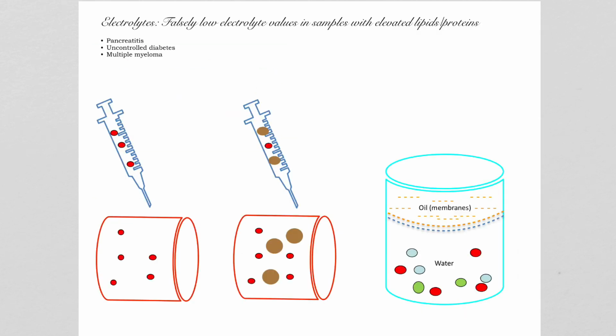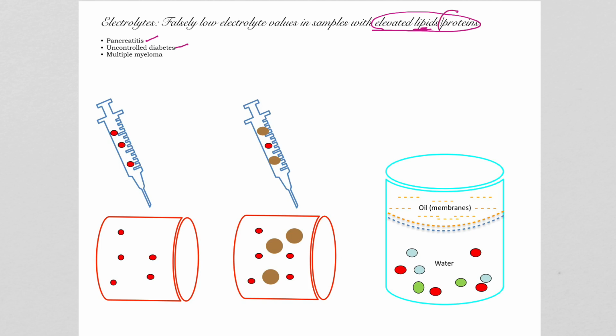So before we leave this topic of electrolytes, I would like to talk about two conditions which are related to the lab. So one is when we analyze serum samples that have very high lipids, a very high concentration of lipids. We see that, for example, in pancreatitis. We see that, for example, in diabetes.